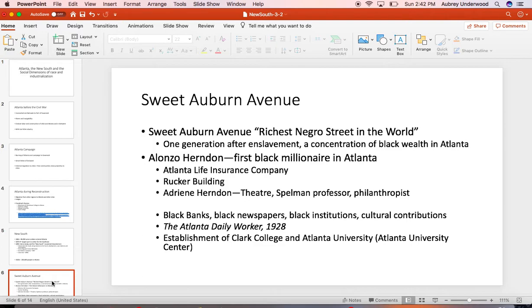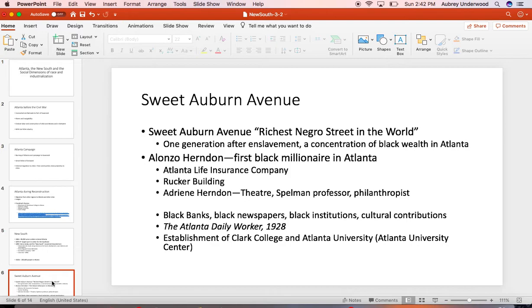One generation after enslavement, it became the epicenter of Black wealth in Atlanta, and for many, the symbol of Black excellence across the country. Alonzo Herndon is the first Black millionaire in Atlanta. He owned and operated Atlanta Life as an insurance company, but he also bought a number of buildings, including the Rucker Building. He also owned barbershops and other commercial properties in and along Sweet Auburn Avenue.